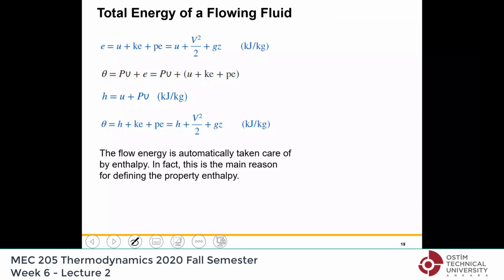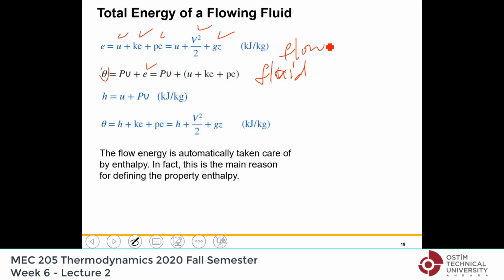And then what is the total energy? Total energy of a flowing fluid, let's call it theta. It is E, which is the energy of stationary fluid, which is U plus kinetic energy plus potential energy, or U plus V square over 2 plus GZ. In the case of flowing fluid, it will be PV plus E. So PV plus U plus kinetic and potential energies, but this PV plus U is H, okay? So we express the energy of a flowing fluid as H plus kinetic energy plus potential energy, okay?